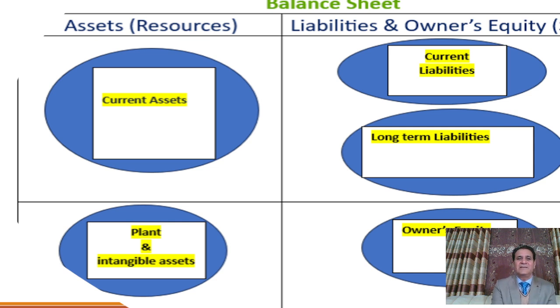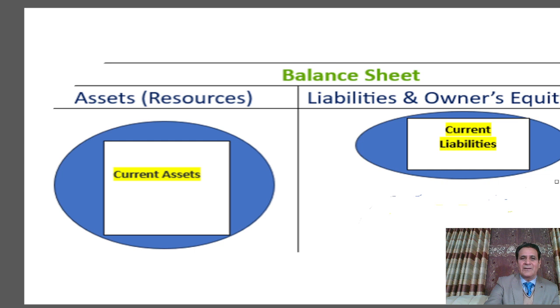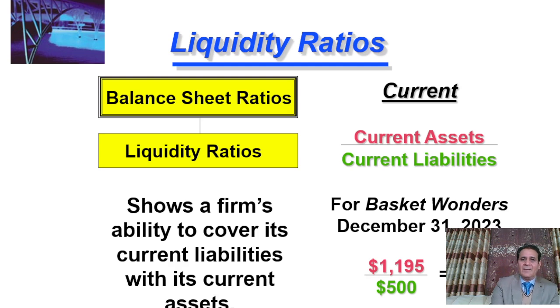Again, look at the balance sheet. We have five big components: current assets, plant assets and intangibles, current liabilities, long-term liabilities, and owner equity. And we focus on the current assets and the current liabilities. It means how much cash we have to pay our current liabilities. The liquidity ratio of BW is this, and it is 2.39. It shows a firm's ability to cover its current liabilities with its current assets.